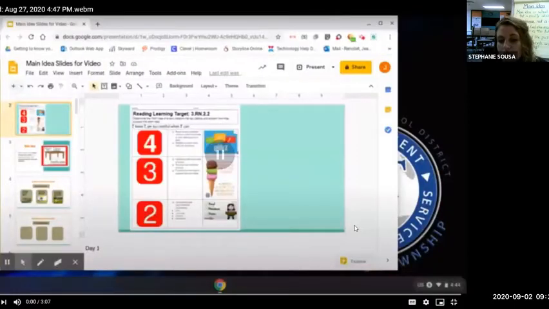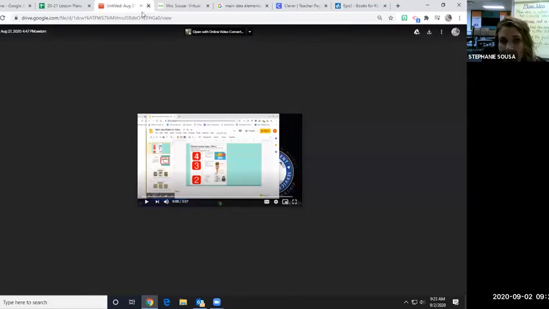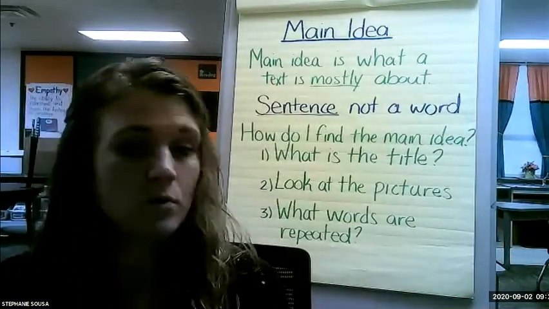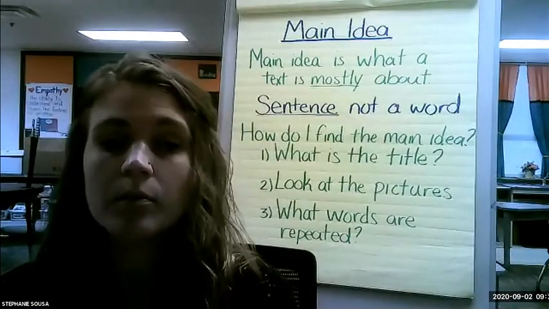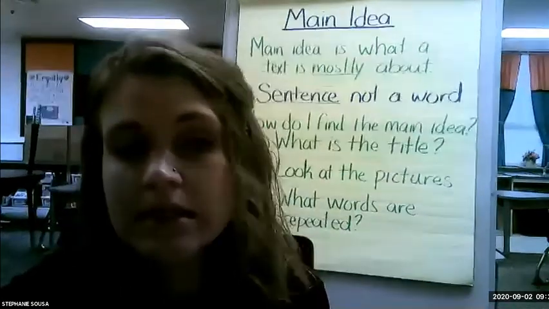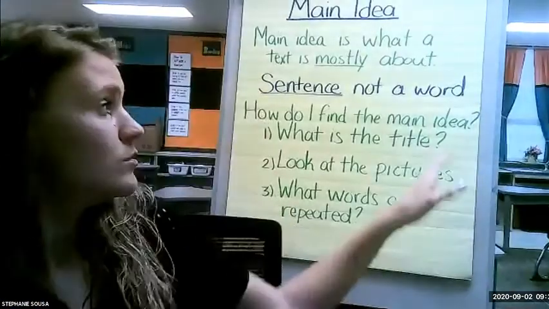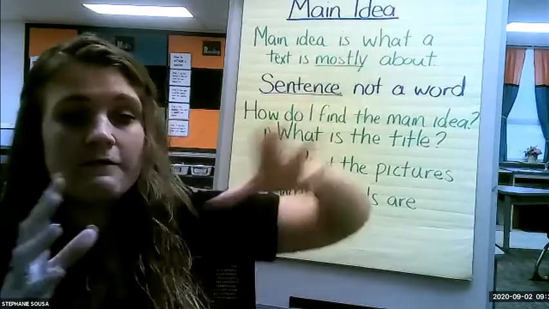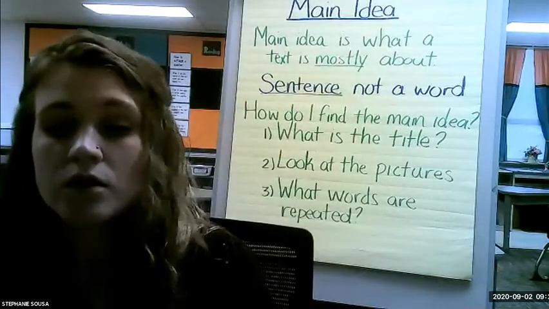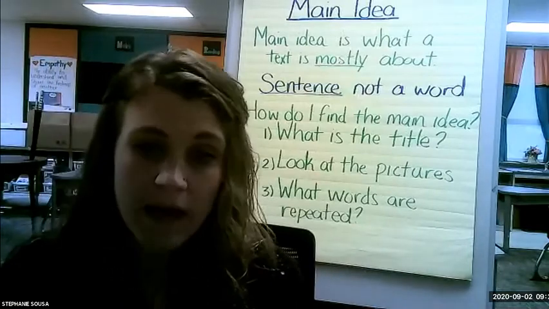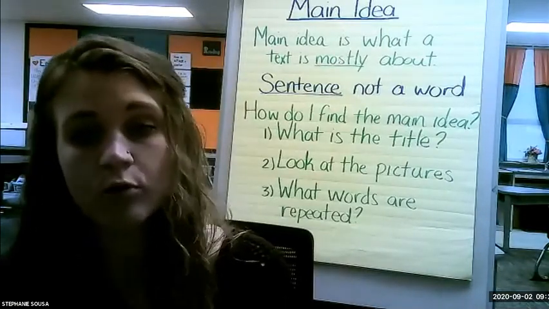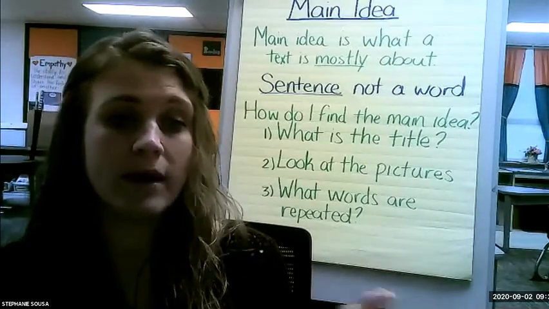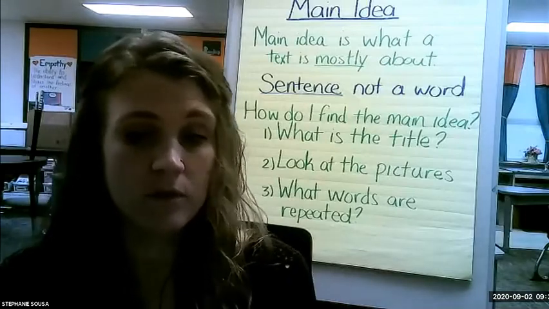Okay, so you have just seen another example of how main idea is not a word. The main idea of that text was not plants. Plants is a topic. It is not a main idea. You have notes to remind you that main idea is a sentence. It is a full sentence, okay? So this example was, main idea is that plants reproduce in different ways. That's a sentence. And then we learned about all the ways that plants create new plants, okay?